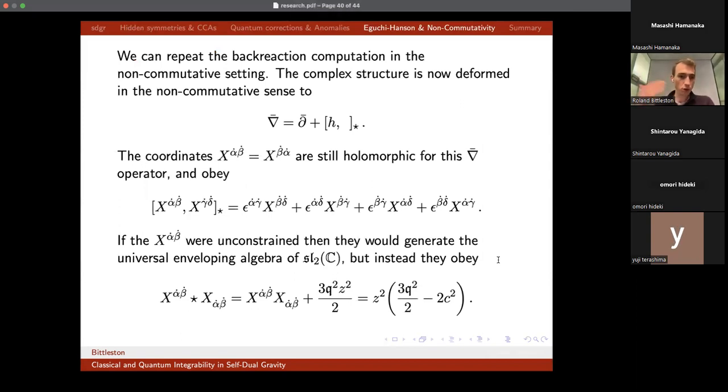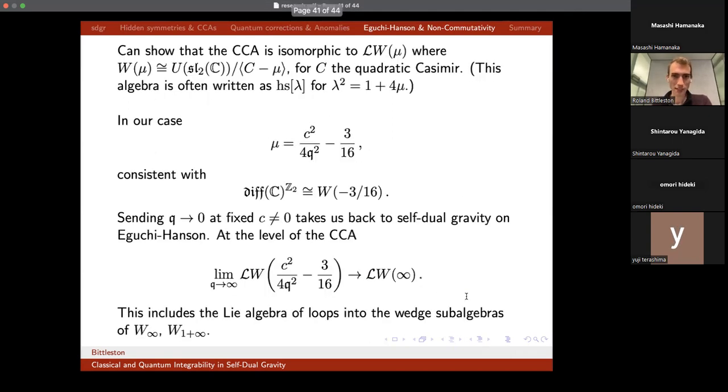And we can repeat all the computations I've done in the non-commutative setting. So we can try and deform the complex structure now in the non-commutative sense. We can still write down holomorphic coordinates. They're unchanged. But now what we find is that these holomorphic coordinates, if they were unconstrained, generate the universal enveloping algebra of SL2. But in fact, there's this constraint, which when properly expressed in terms of the star product, gets shifted slightly. And this is telling us that the Casimir is being fixed to some value. And so we just get a scaling limit of this W mu algebra. We can get any of the W mu algebras by working with non-commutative self-dual gravity on the Eguchi-Hanson background.